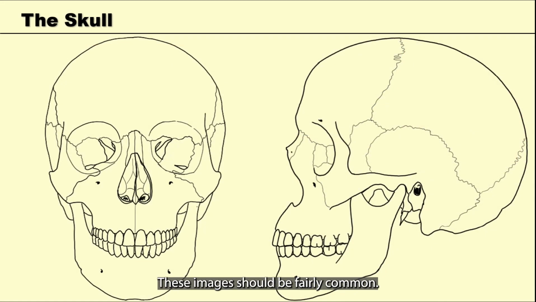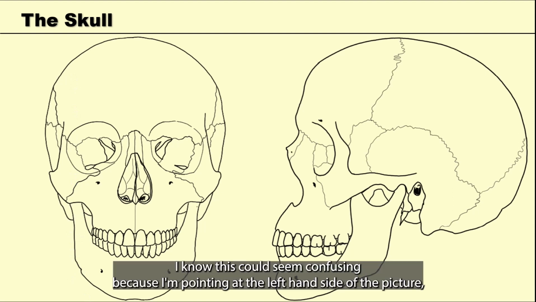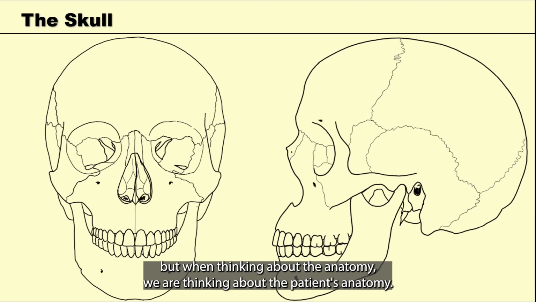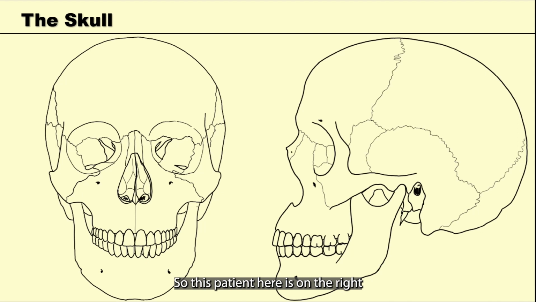These images should be fairly common. On the left, we have an anterior view of the skull. That is, we are looking at the skull from the front. The right of this skull is actually here. I know this can seem confusing because I'm pointing at the left-hand side of the picture, but when thinking about the anatomy, we are thinking about the patient's anatomy. So this patient's right-hand side is here.